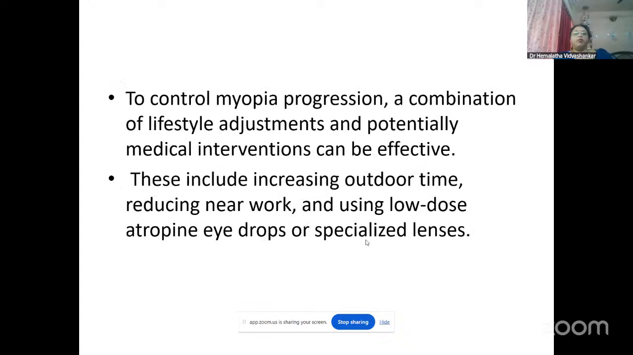So, to control myopia progression, a combination of treatment is required because myopia is multifactorial. We need to make lifestyle changes. We need some medical interventions in form of drops, and also we need to use specialized glasses.